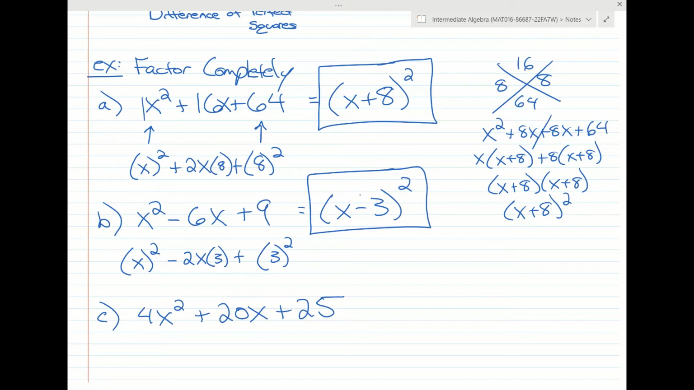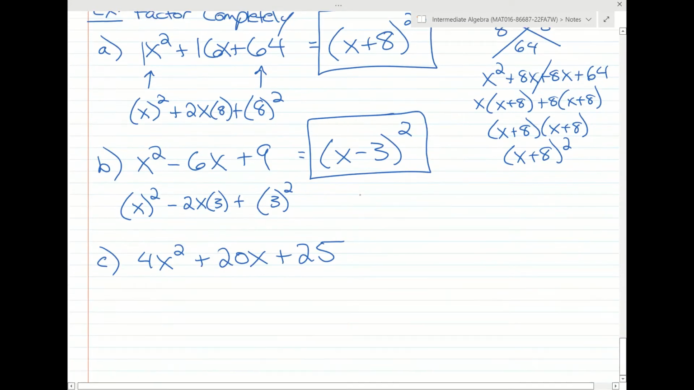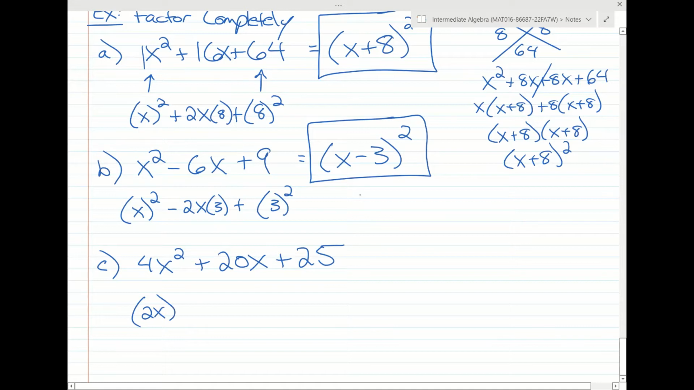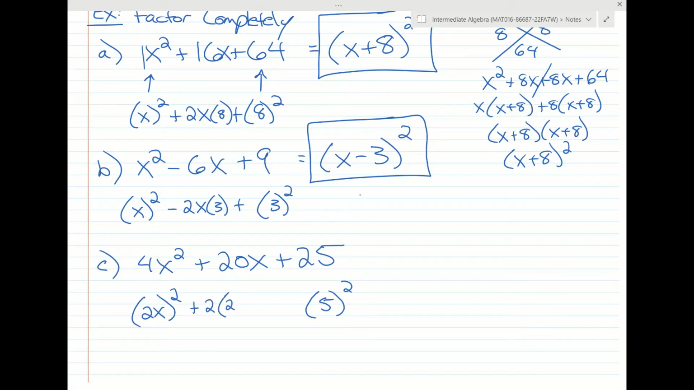But the cool thing about special cases is this first term is the same thing as just 2x squared. 25 is the same thing as just 5 squared. So we could use the special case formula as long as the middle is just 2 times 2x times 5. And 20x is the same thing as 4x times 5. So because it works out, we don't have to do trinomials. We could just say this factors to be 2x plus 5 to the second power.